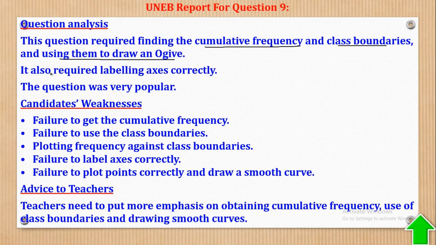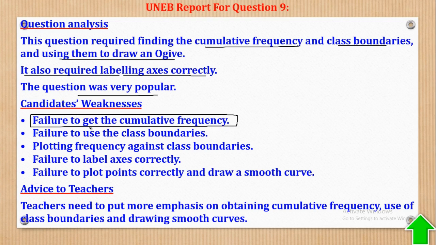That is why you had to first tabulate the values, in order to generate the values of cumulative frequency and class boundaries. It also required labeling axes correctly. Some students forget to label. The question was very popular. So a weakness for candidates is failure to get the cumulative frequency. Some students failed to get the cumulative frequency correctly.